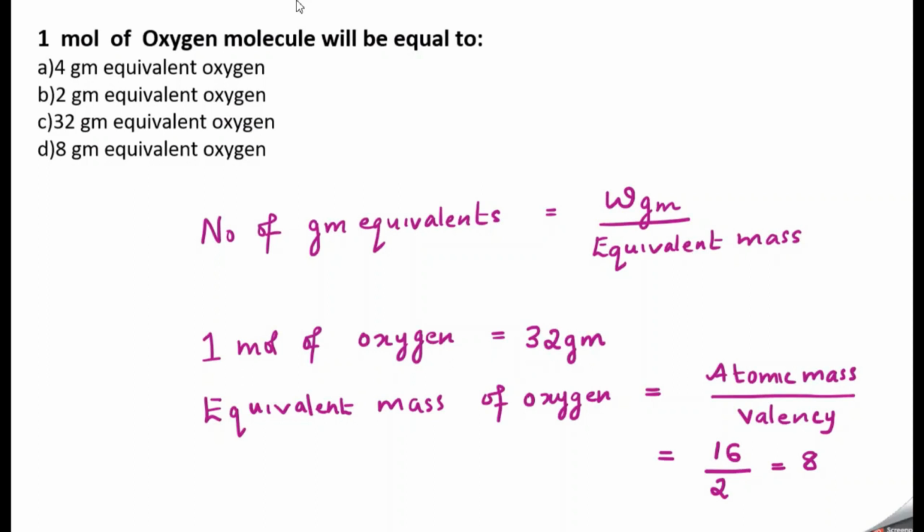Correct. So we will substitute this value over here. We can say weight in gram, that is 32 divided by 8. So I will get a value that is equal to 4. So tell me how many gram equivalents are there? 4 gram equivalents of oxygen. That means 1 mole of oxygen molecule will be equal to 4 gram equivalents of oxygen. So option A will be the correct answer.